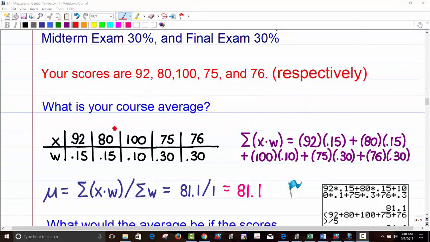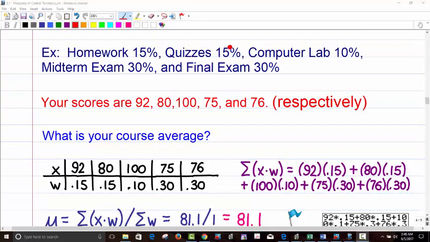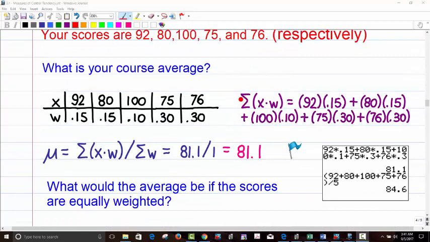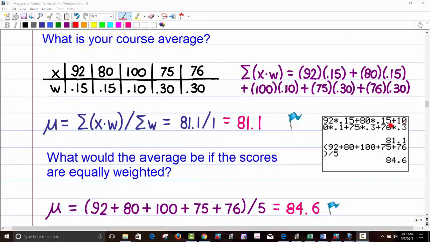So basically you're going 92 times 0.15, 80 times 0.15, 100 times 0.1, 75 times 0.3, 76 times 0.3, and then adding that up. Now, I like to do it this way, but it's not mandatory. If you like to do each individual calculation and add them up, that just depends on you. But I like to list them all out in one string in the calculator.